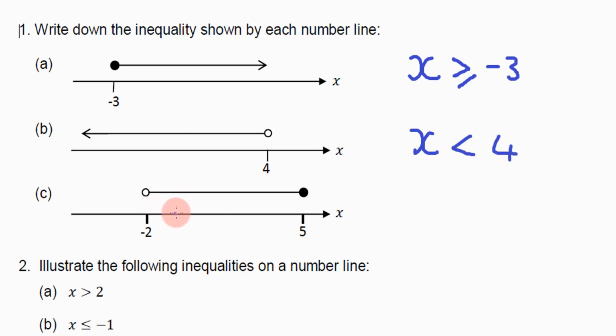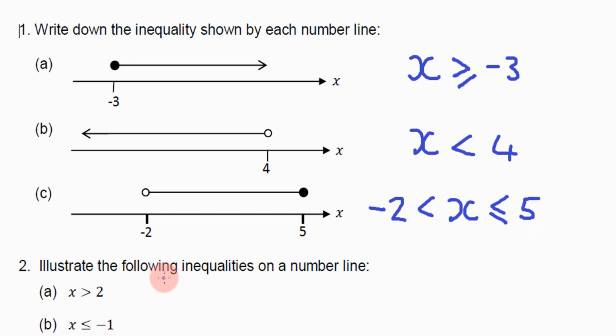Then in C, the line is drawn between -2 and 5. So we know that x must be greater than -2, but less than 5. We have a dot at the 5, and that means we must include 5. So it can also be equal to 5. So x is greater than -2, but less than or equal to 5.